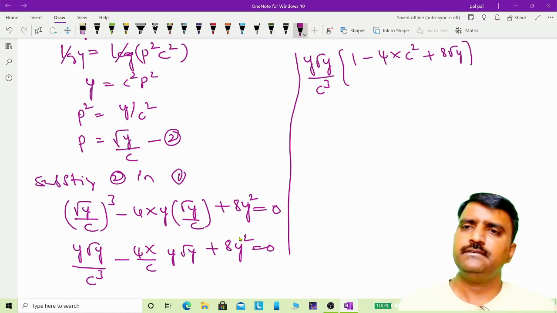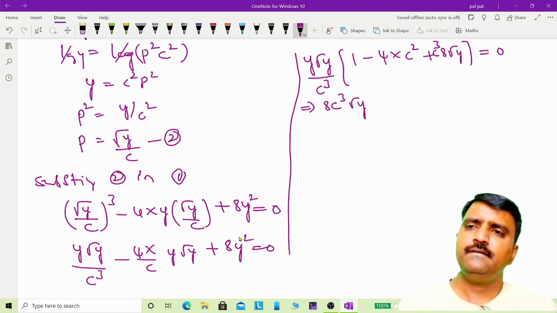root y remains. You can see why if you multiply. And in the numerator we have to write c cube, but since c cube is taken as a common factor, we have to take c cube here, which is equal to 0. Which implies that 8c cube into root y is equal to 4x c square minus 1. This is the simplified form. So again root y is equal to 4x c square divided by 8c cube minus 1 divided by 8c cube.